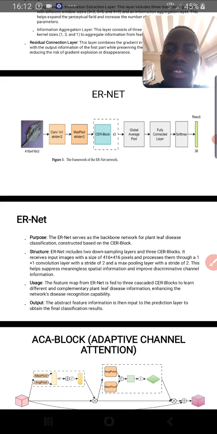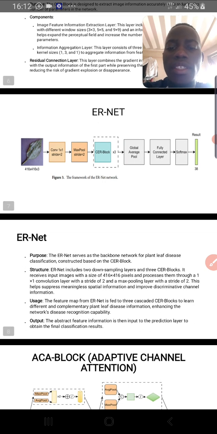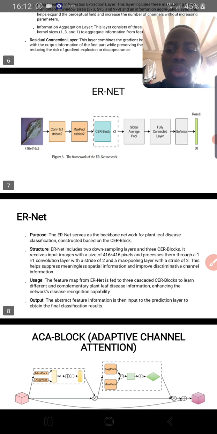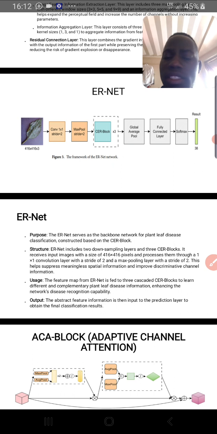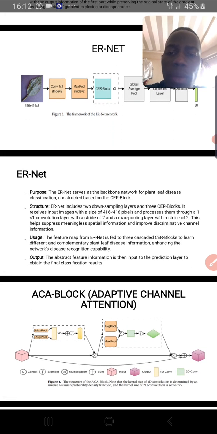The ERCP-Net is the backbone of the network, and it is constructed based on the CER block. It includes 2 downsampling layers and 3 CER blocks, as you can see.